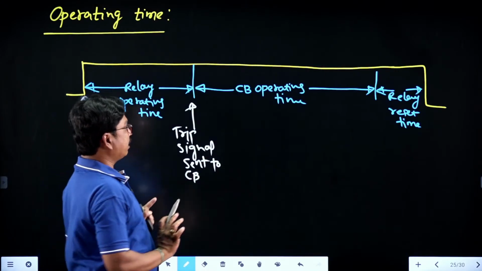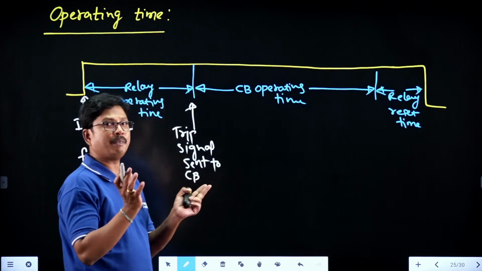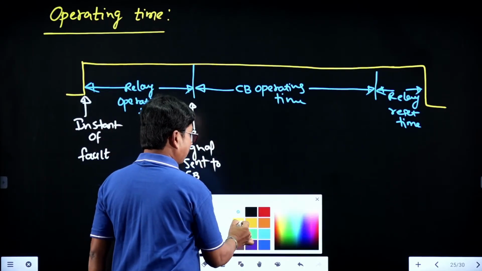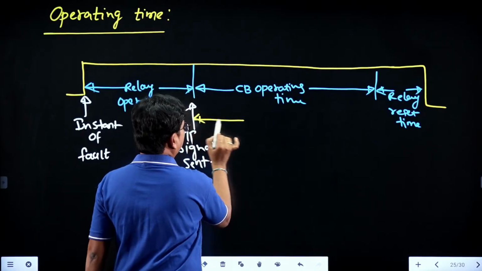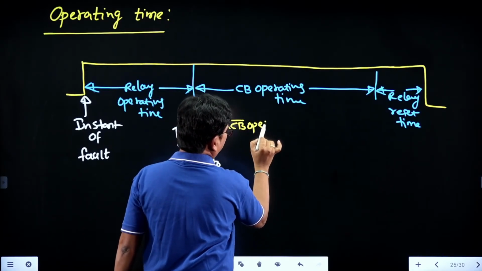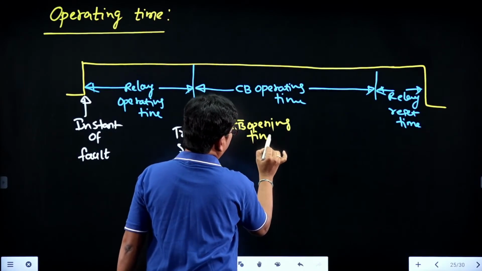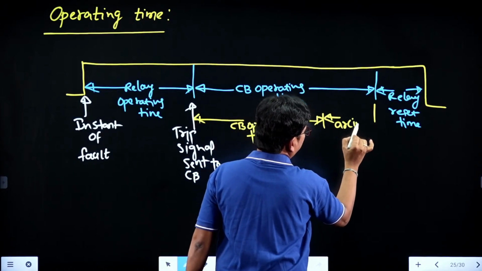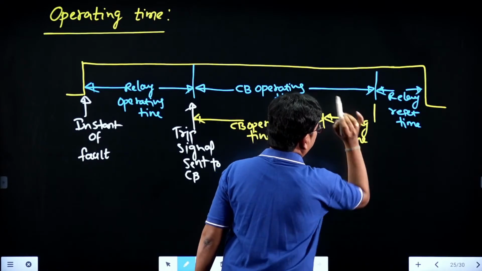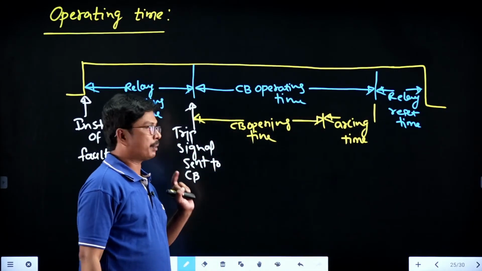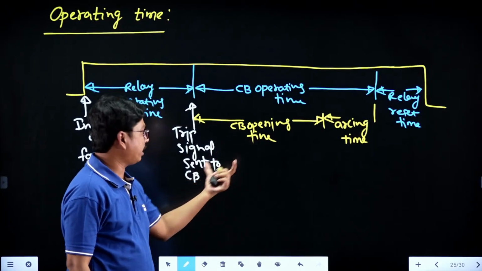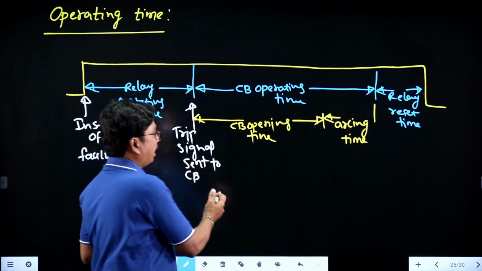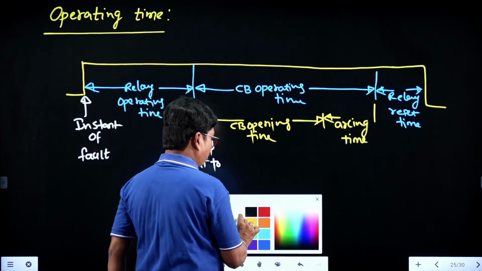CB operating time will be divided into two parts. One is CB opening time and the other is arcing time. So what is the CB opening time? CB opening time will start whenever the trip signal is received from the relay, and from there until the CB contacts are fully opened.